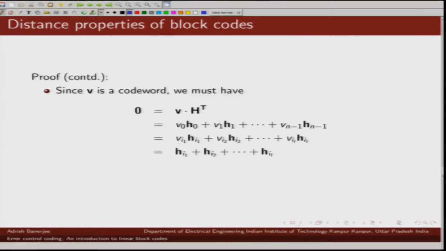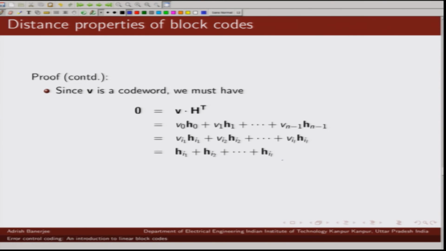So, here then the only terms that we are left with are Vi1 Hi1 plus Vi2 Hi2 plus up to ViL HiL. Now, since Vi1, Vi2, Vi3 up to ViL are 1, we can write this as Hi1 plus Hi2 plus Hi3 up to HiL is going to be 0. And what are these Hi1, Hi2, Hi3? These are columns of your parity check matrix H.